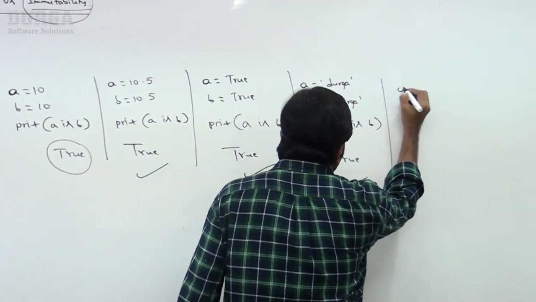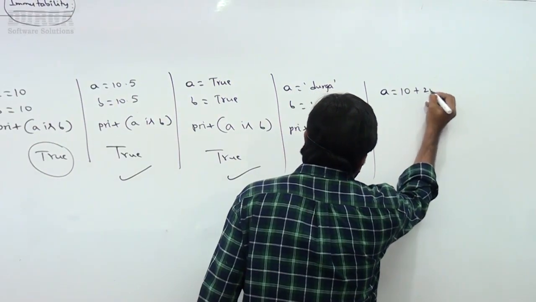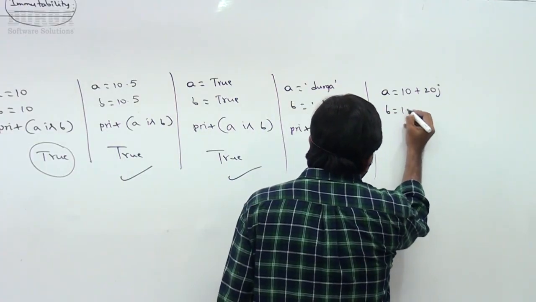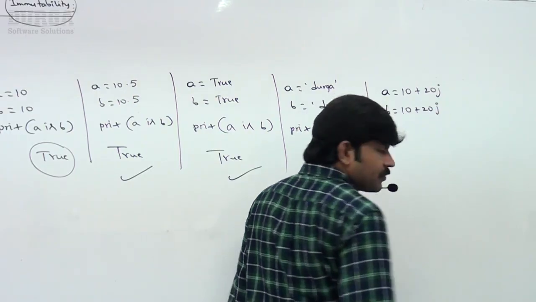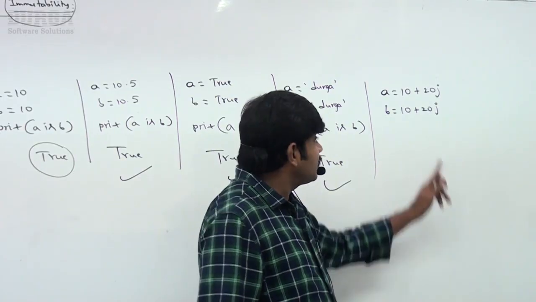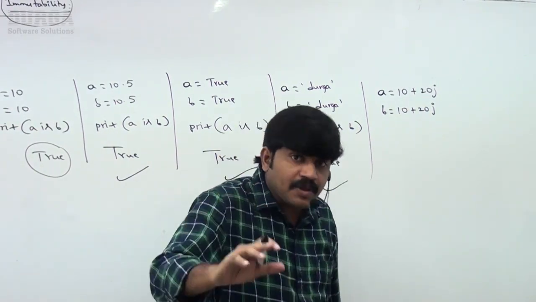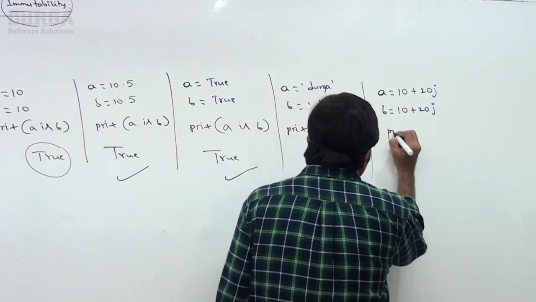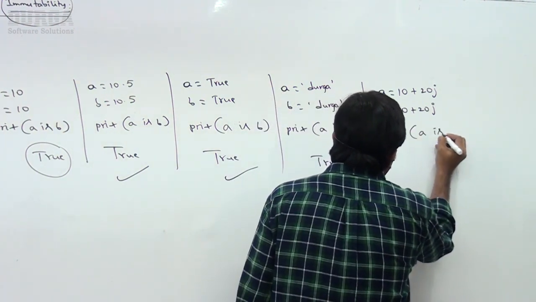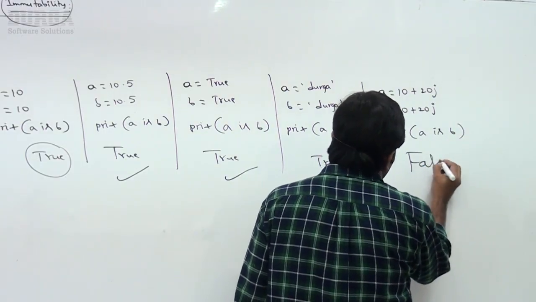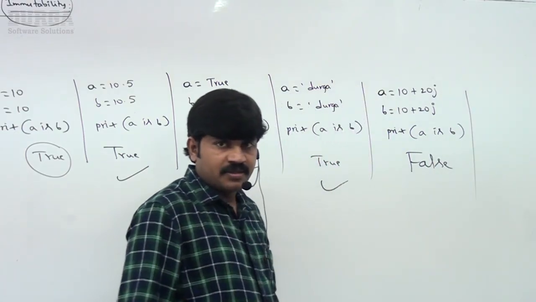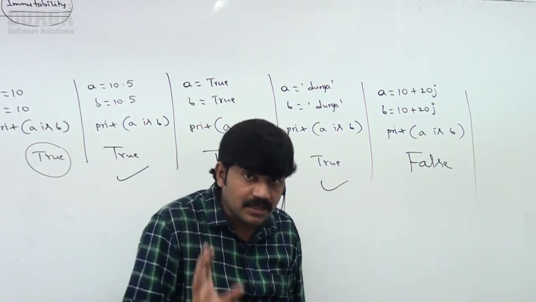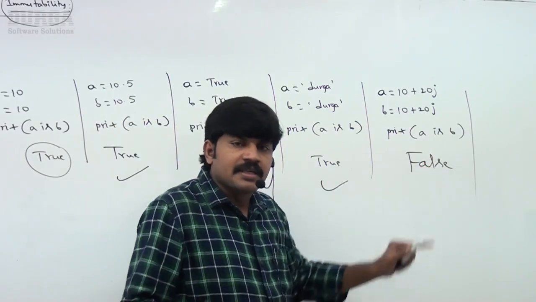Now observe, a is equal to 10 plus 20j, b is equal to 10 plus 20j. In this case, even though the content is the same, a new object will compulsorily be created in the case of complex numbers. Now observe, print of a is b. In this case, False is the answer we have to get. So the object reusability concept is not applicable only for complex numbers.